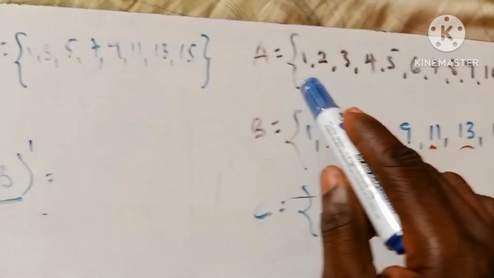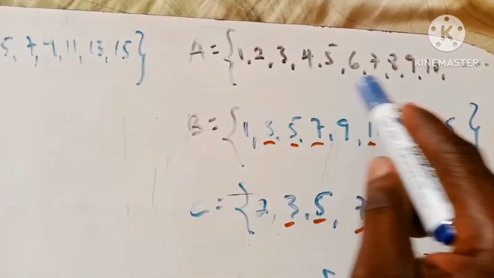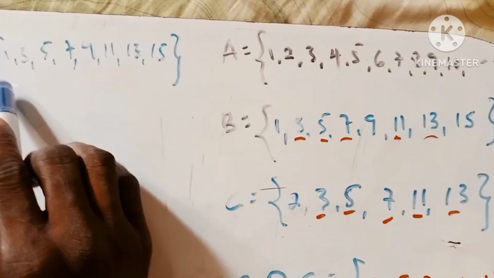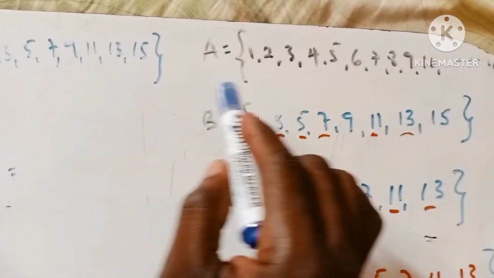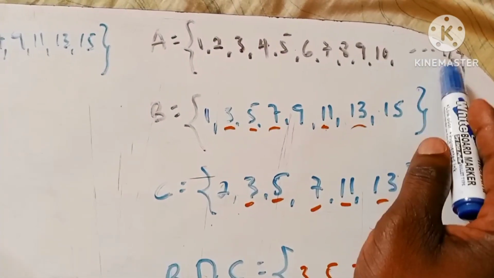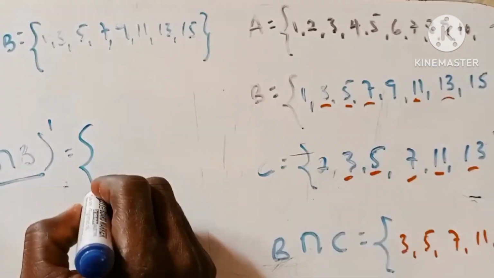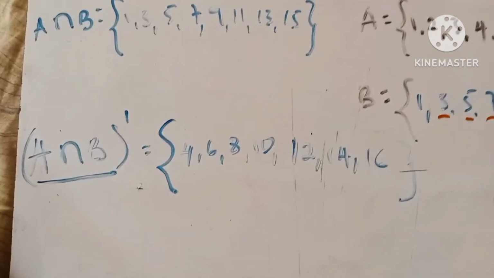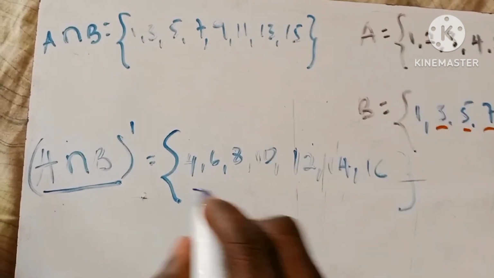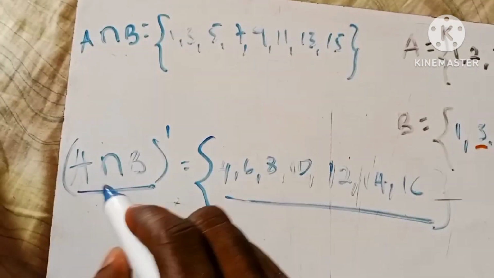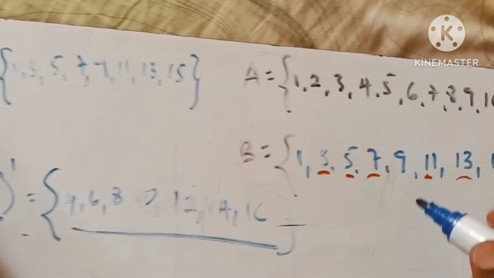So this is the universal. We know the universal. You must relate this to the universal. This is the universal from 1 up to 16. So everybody that is not inside this room, and that person is in the entire house, the universal, that is what we are looking for. So what are those? These are the people that we are looking for, right? You can see that these people are not in this room, A intersection B, right? But they are in the universal.